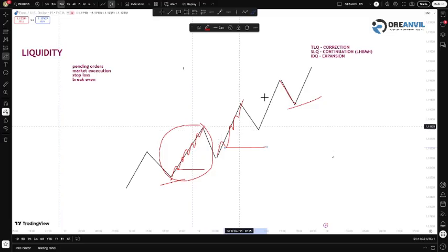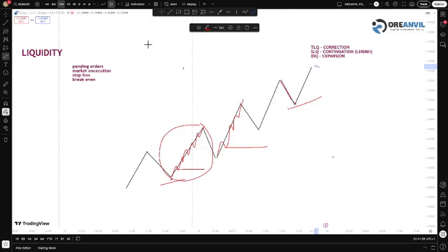So the inducement liquidity is always sitting on the previous low. Look at this market now. Where is the market currently? We are here, right? Where is the previous low in this market? The previous low in this market is located at this low, and that is your inducement liquidity.